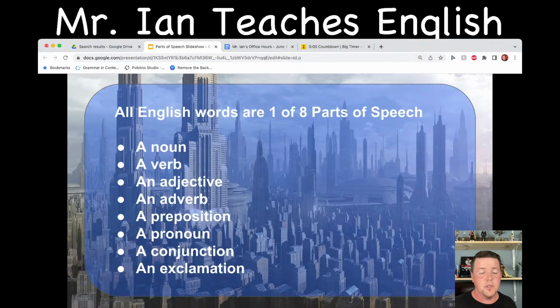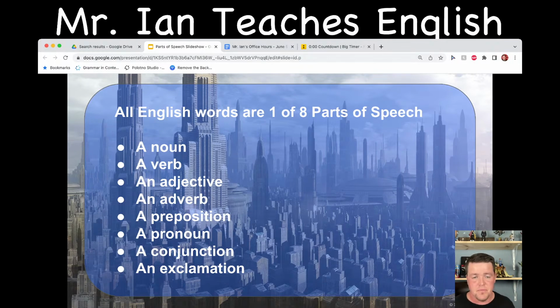Now, the first thing we need to do is do an overview to look at all of the parts of speech. How many are there? 1, 2, 3, 4, 5, 6, 8. That's exactly right. There are 8 parts of speech. Now, every English word is one of these.